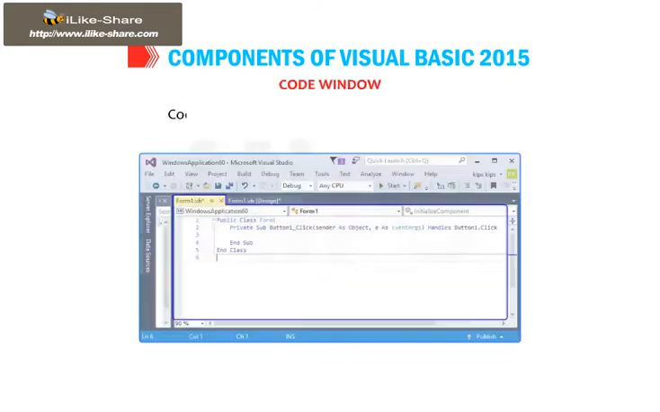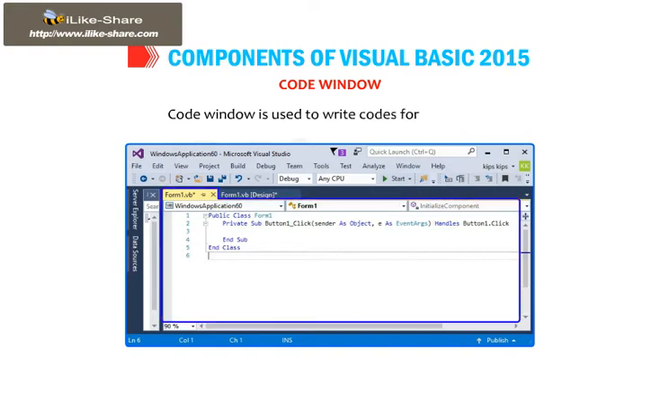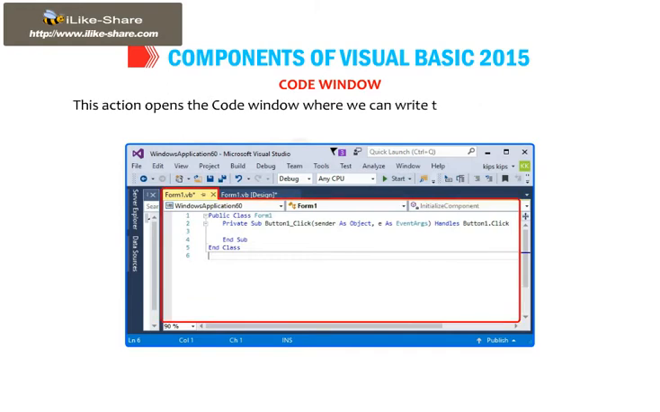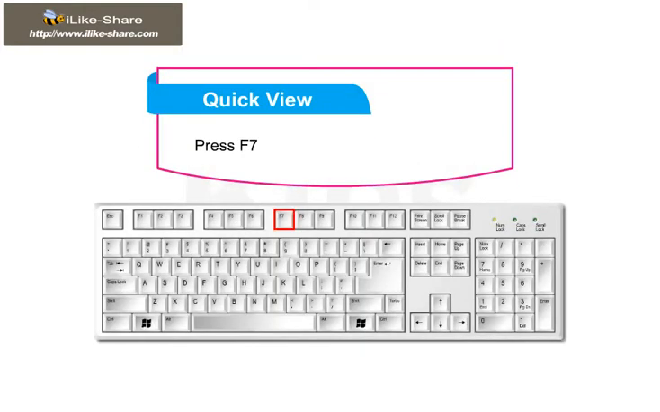Code window. Code window is used to write codes for any object. To write codes, double-click the object on the form. This action opens the code window where we can write the required Visual Basic statements. Okay, let us take a quick view. Press F7 key to open the code window.